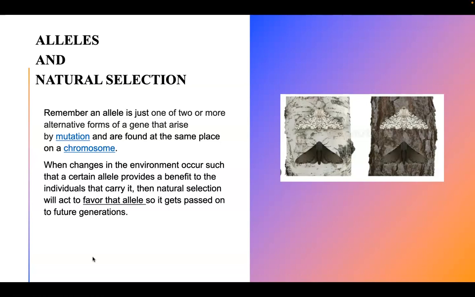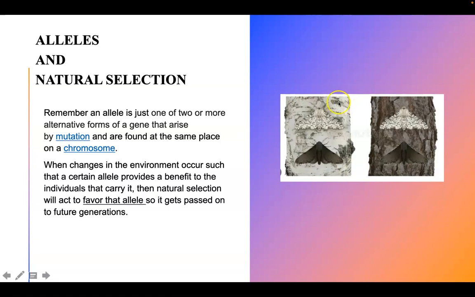If you have a gene that has alternate forms of it, so a color gene that could either code for lighter expression or darker expression on a moth, whichever one is going to provide a benefit to those individuals, that's what's going to be favored. So when we're favoring that allele, that means it is preferred to be passed down to daughter cells and eventually to future generations of that species.